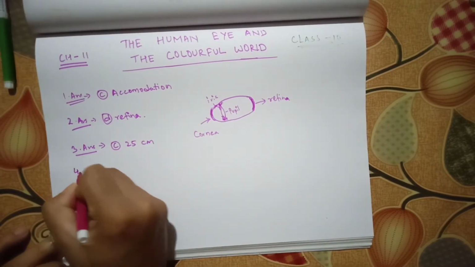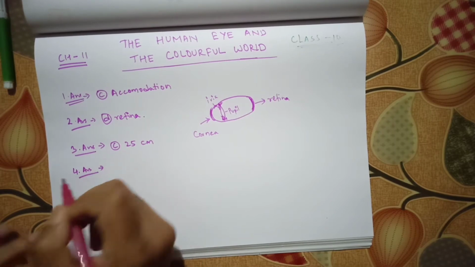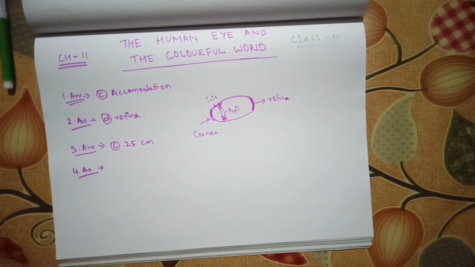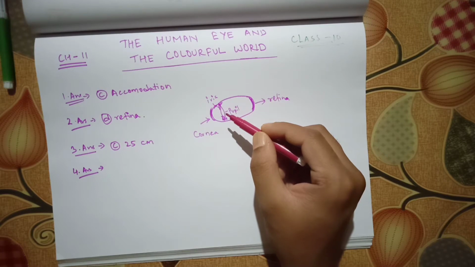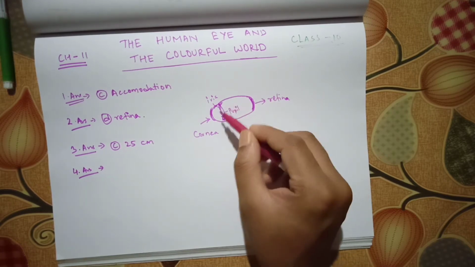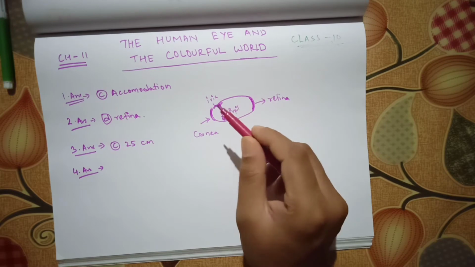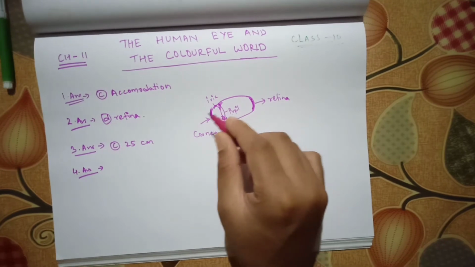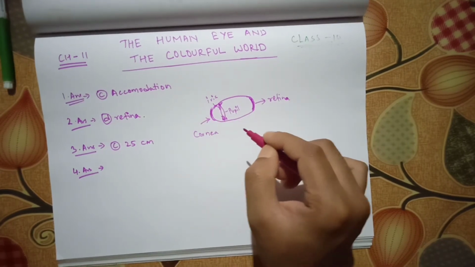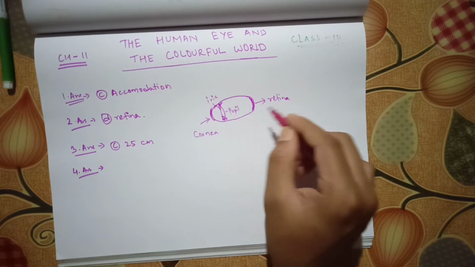Now the next question, which is number 4. It is asked that the change in focal length of an eye lens is caused by the action of A pupil, B retina, C ciliary muscle, and D iris. As we can see here, the iris and the pupil are the two points where the amount of light entering the eye is controlled. Especially the iris controls the amount of light entering the eye, and the pupil is the hole through which light enters.